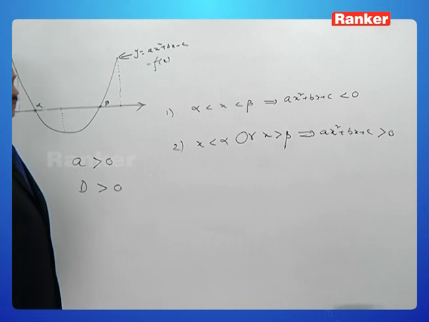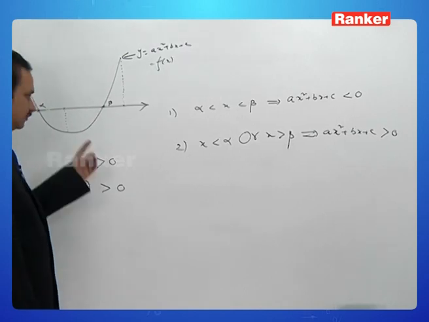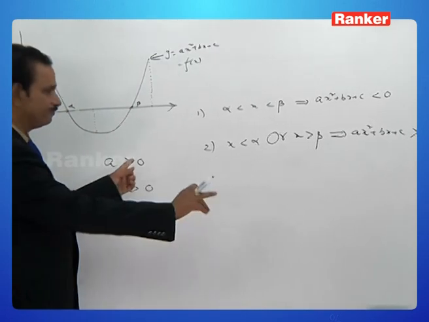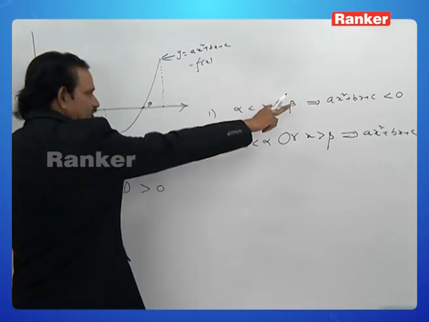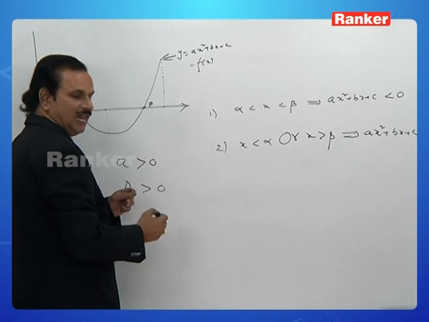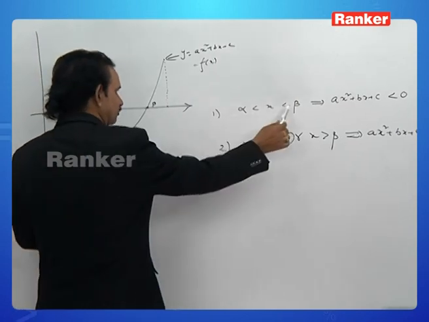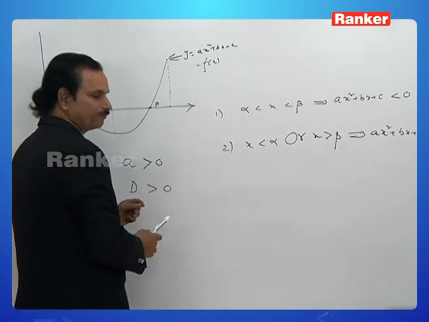Well, this is the diagram for a greater than 0. Here, x lies between the roots. Expression is negative. Let us frame a sentence corresponding to this case.